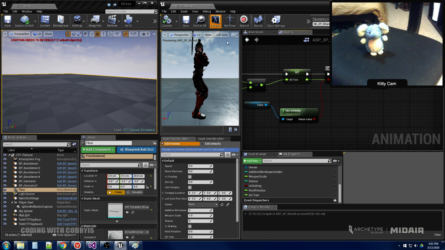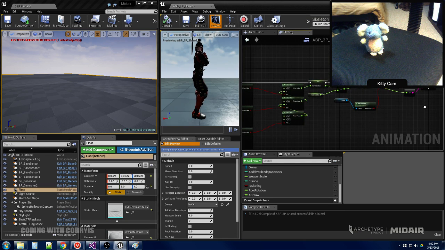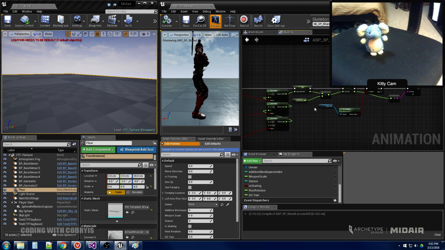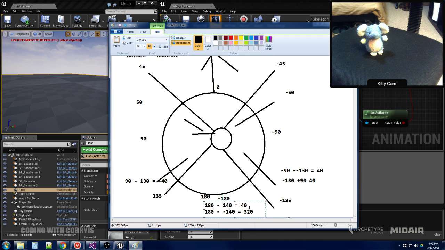Alright. So this is one problem, but I think there might be another problem. So let's fix this one real quick. Alright, so if we are between 180 and negative 180, we have to do something. We can't just do this. How do we get 320 to be negative 40? You guys, can someone tell me what number you add to 320 to get negative 40?